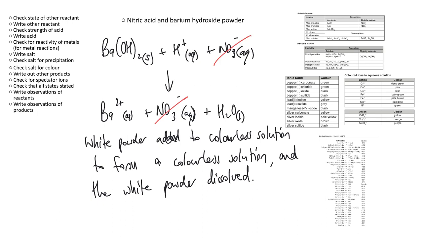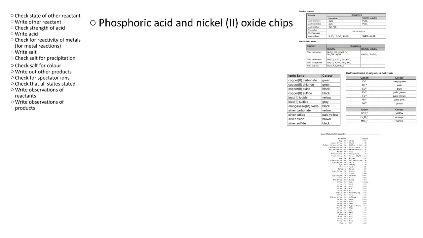Okay, so let's move on to the next one. Okay, so we're doing phosphoric acid and nickel(II) oxide chips. Check the state of the other reactant. Nickel(II) oxide chips. Chips is another way of saying solid. Okay, so it's nickel(II) oxide, so it's NiO(s).